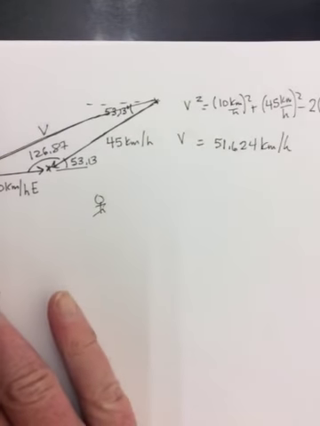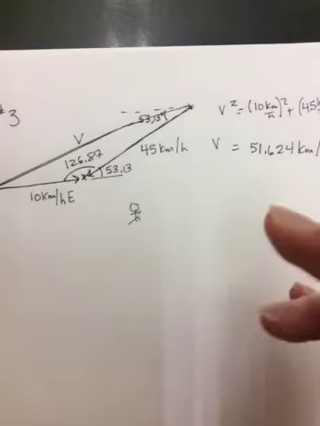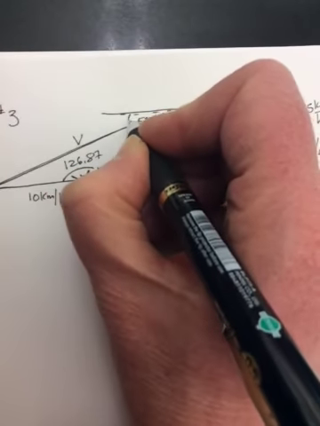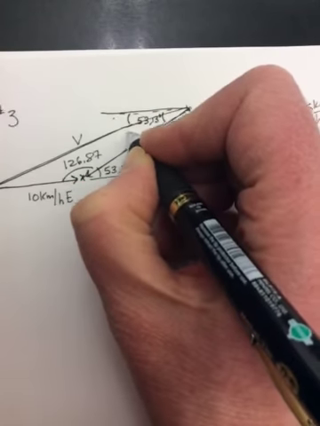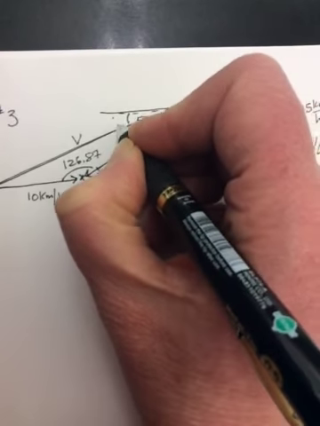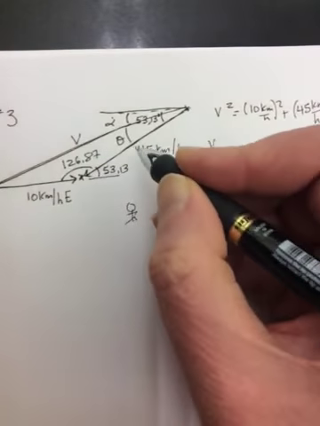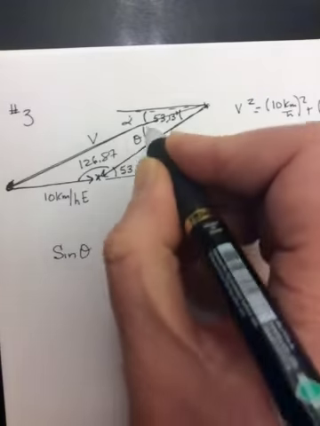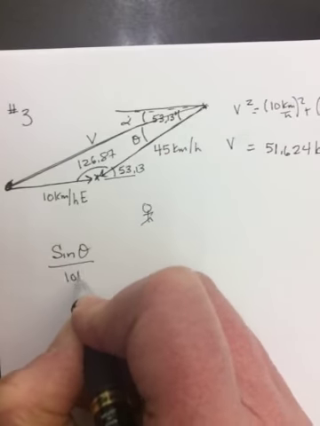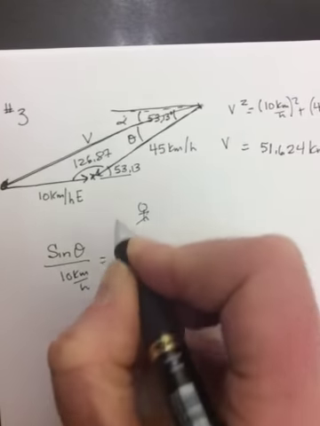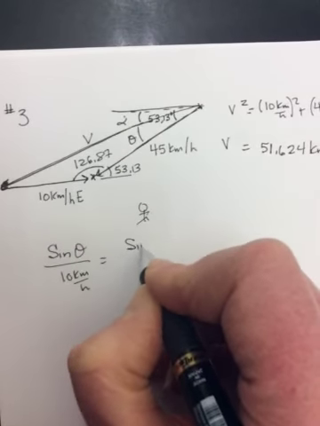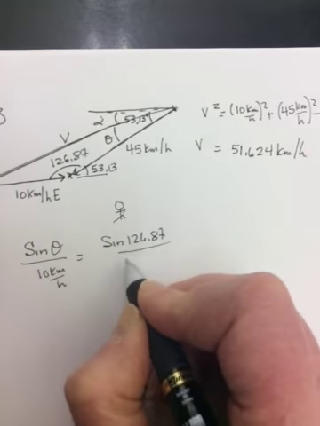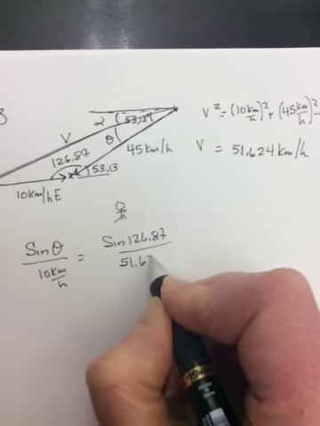Second part says, what direction must the driver aim the boat to end up? So the angle that we can find will be this one. The angle that we need is the one outside. So we can find theta, and I'd probably use sine law now. So sine theta over 10 kilometers per hour will equal the sine of 126.87, because that's the only angle you have, over the side you just found, 51.624.